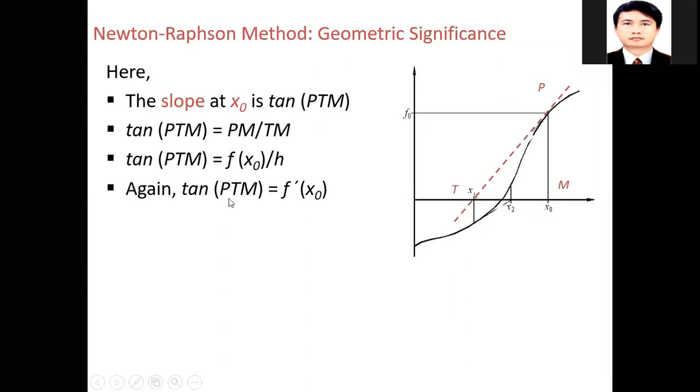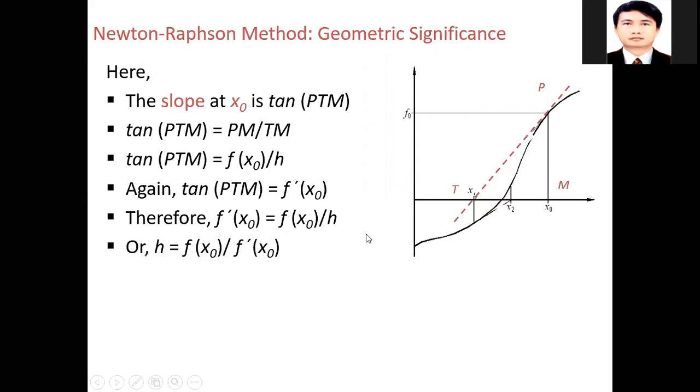Then tangent PTM is the same as f prime of x sub naught, since this represents the slope. So therefore, f prime of x sub naught is equivalent to, we simply equate this to, f of x sub naught over h. Or if we try to isolate h, this will give us f of x sub naught over f prime of x sub naught.